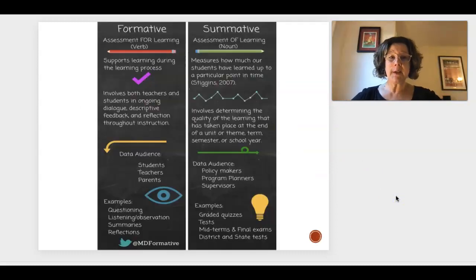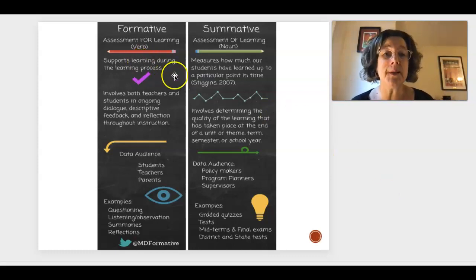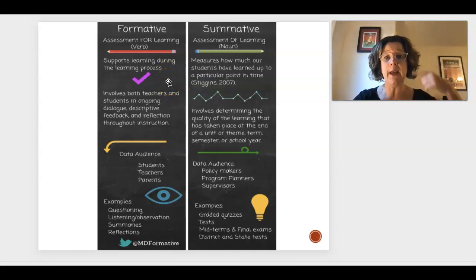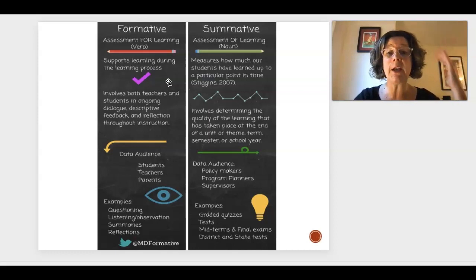Okay, I'm sure this is a little bit of a review, but formative, it depends on what you're reading about assessment. We called it assessment for learning, and then there was assessment of learning. Those were the big terms for a while. They're not quite as popular anymore, but if you see them in articles, you'll know what they are. So formative supports the learning during the learning process. It involves both teachers and students in ongoing dialogue, descriptive feedback, and reflection throughout instruction. The audience are the students, the teachers, the parents, and examples of formative assessment are questioning, listening, observing, lots of summaries and lots of reflections.